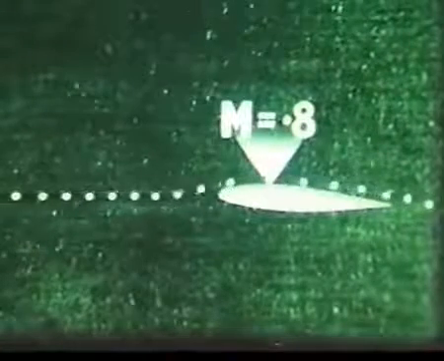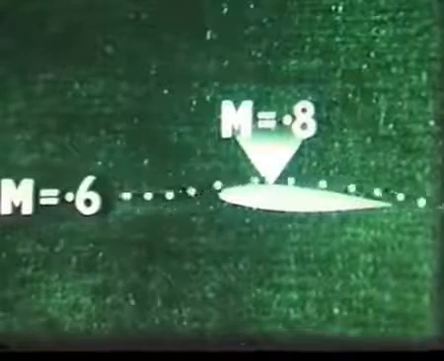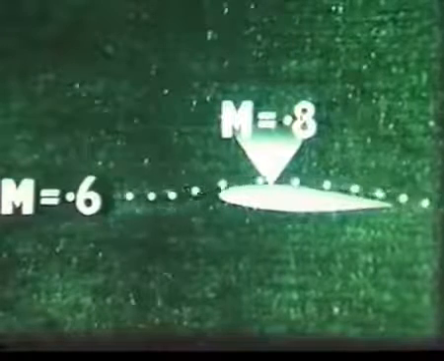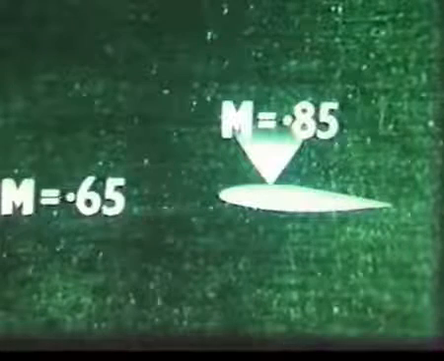The airflow speeds up as it passes over the wing and reaches its maximum speed at a certain point. The Mach number here will always be greater than that of the aircraft as a whole, called the flight Mach number. As the flight Mach number increases, so does the local Mach number at the maximum speed-up point.